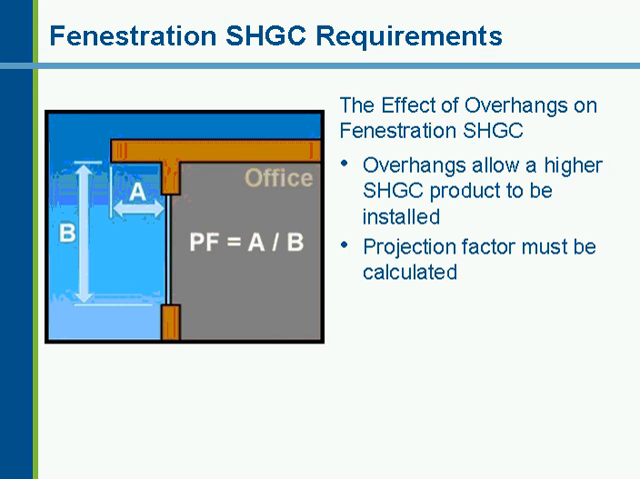But basically, a projection factor is calculated by taking the distance from the pane of the window to the farthest most point of the overhang, so that's your horizontal distance, dividing that by the distance from the bottom of the window to the bottommost portion of the overhang, and that becomes your projection factor, or your PF value. And that, taken into the table, will determine what the requirement will be.